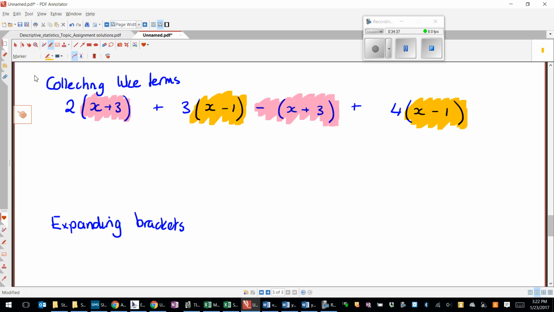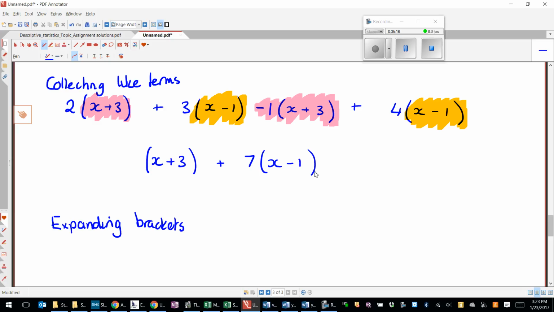So, if I collect like terms, I could have 2x plus 3, minus 1x plus 3, would make 1x plus 3. Just 1x plus 3. I'm going to keep it in brackets at the moment. And then I've got plus 3x minus 1s plus another 4x minus 1s would be 7x minus 1. Same idea. Okay. Make sense? And then the other one is 3x.